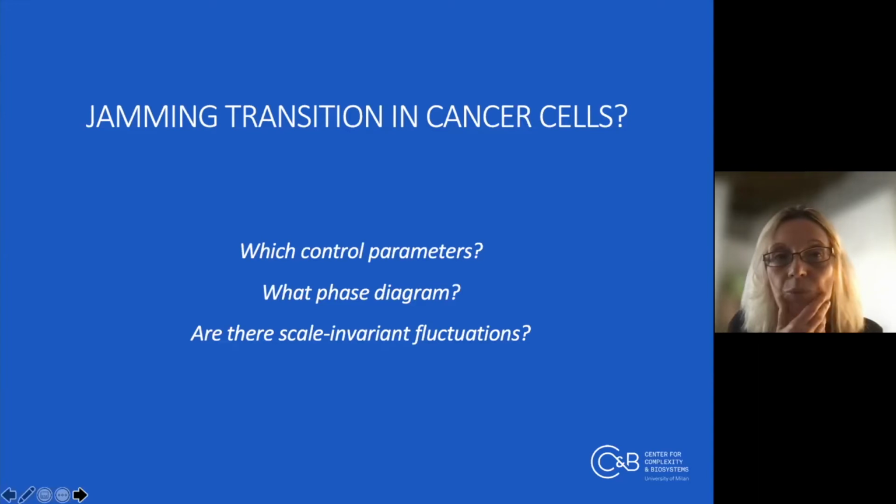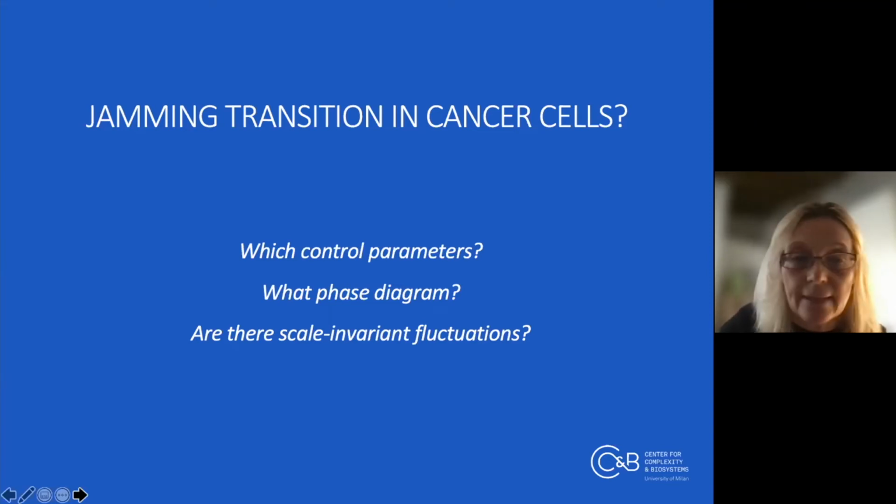Our question was, is there a jamming transition in cancer cells? Does this possibility exist? But more interesting, which parameters control this process? What is the phase diagram? Are there scale invariant fluctuations? So we started to think about this.